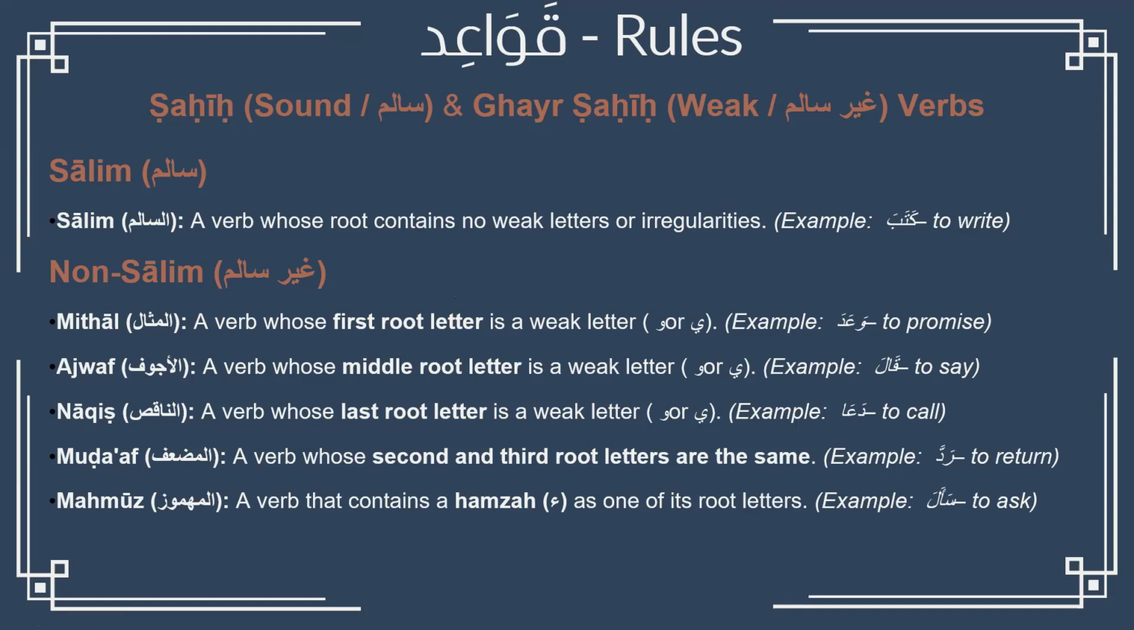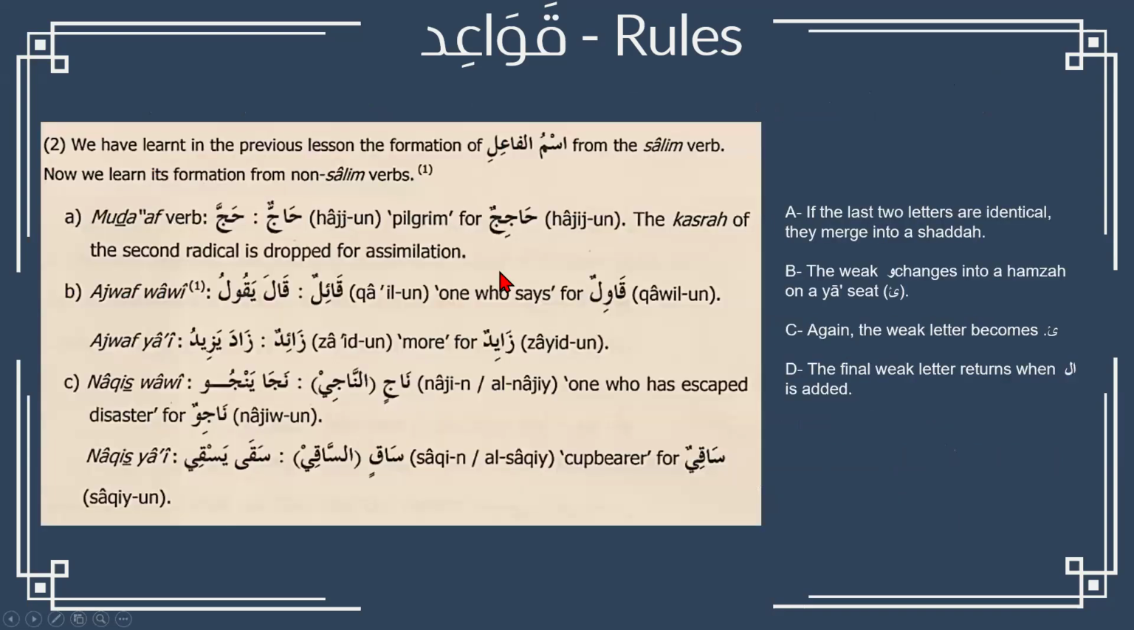Ghairu Salim, first one is misal, the verb whose first root letter is weak, ya or waw. The ajwaf is the verb whose middle root letter is weak. Naqis is a verb whose last letter is weak. Mudaf, a verb whose second and third root letters are the same. For example, radda. Mahmuz are the verbs that contain a hamza, right? For example, sa'ala. So the Ghair Salim has 5 parts. Salim is very simple. It doesn't need any different parts. It's just regular words. Okay.